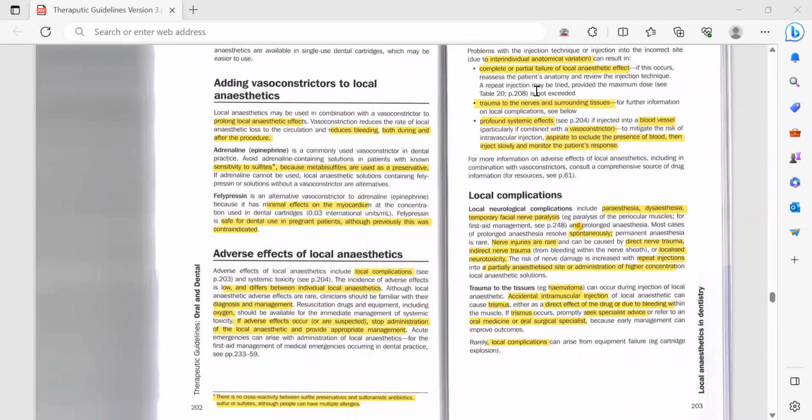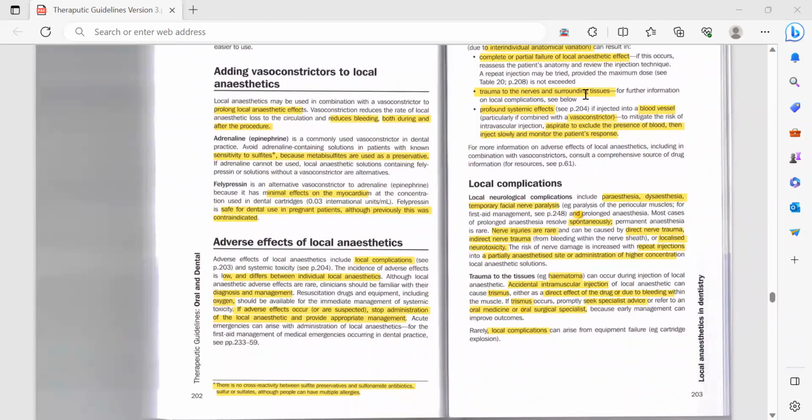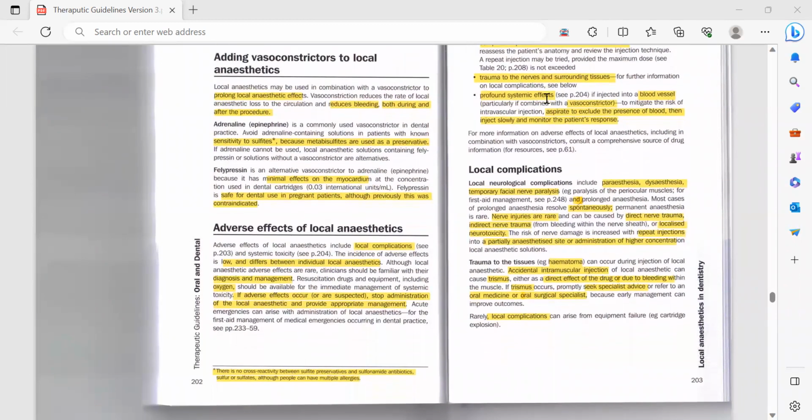You can try repeat injection, but you should make sure the maximum dose is not exceeded. Okay, and there could be some chances that you can traumatize the adjacent nerves and the surrounding tissues which are present, so that could lead to hematoma, right? And the profound systemic effect.